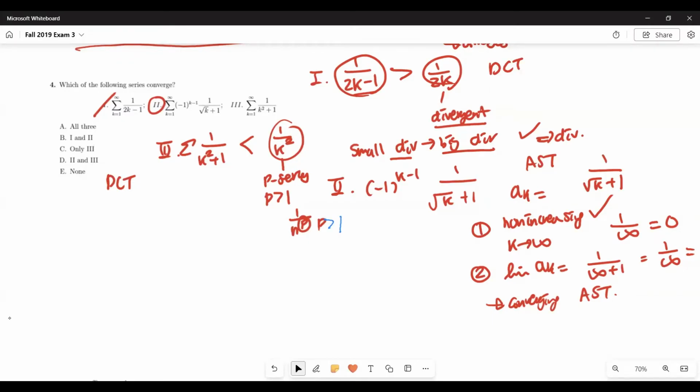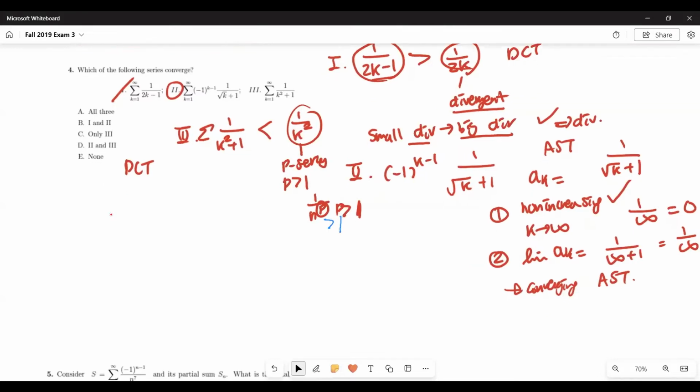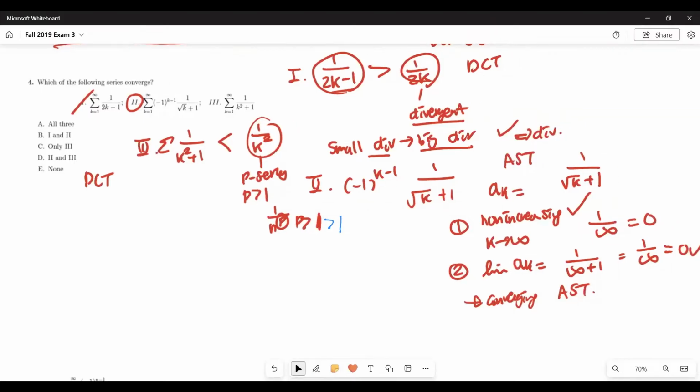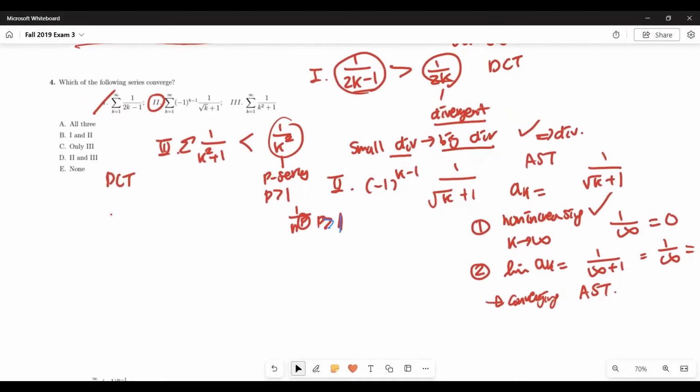p is greater than 1. I'll just move in here so the 1 is still like that. Okay, p is greater than 1. And in our case, our p is 2. So 2 is actually greater than 1, so this one converges.